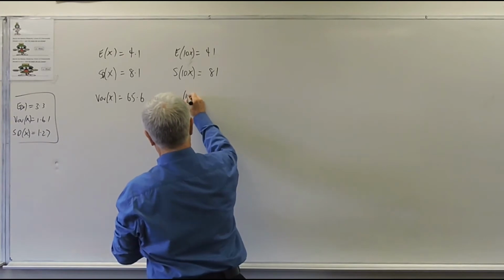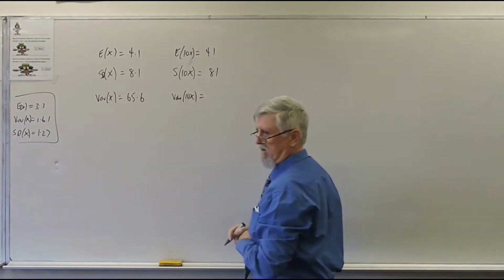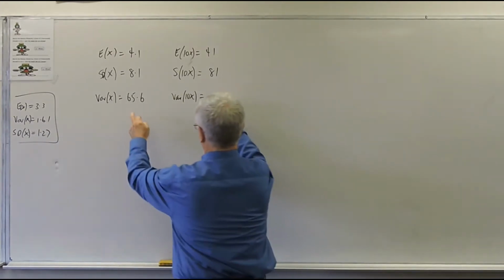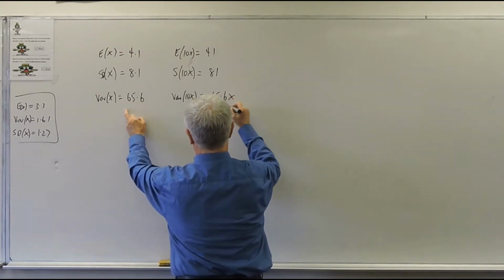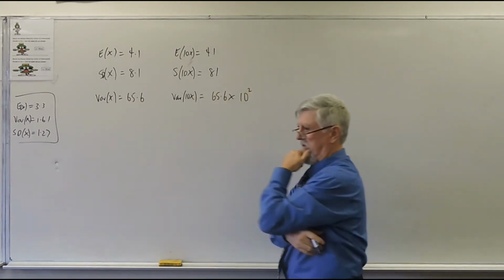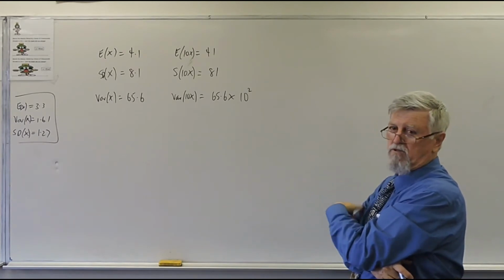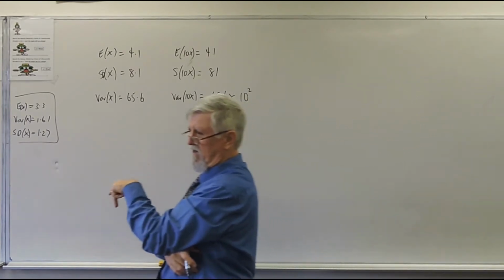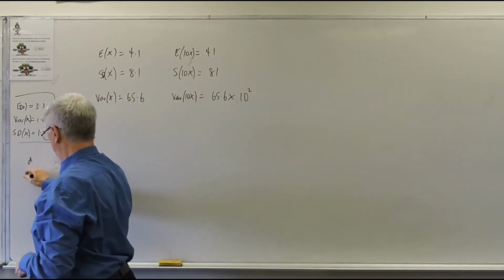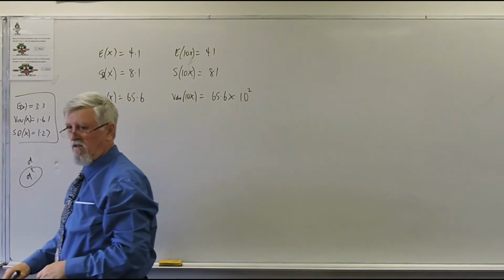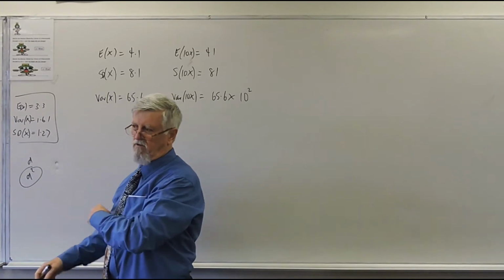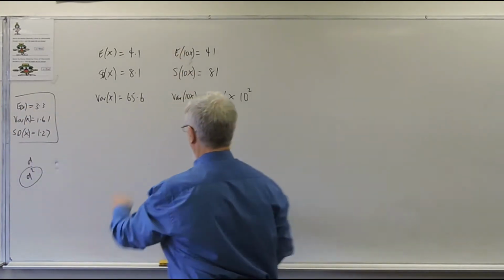The variance for 10x is the original variance times 10 squared, because variances are all squared bigger than the original numbers. If you go back to our d's and our d squareds, remember we get the d's and then we get d squareds. Why do we do d squareds? To get rid of the negatives. So everything got squared, so the variance is squared too big.